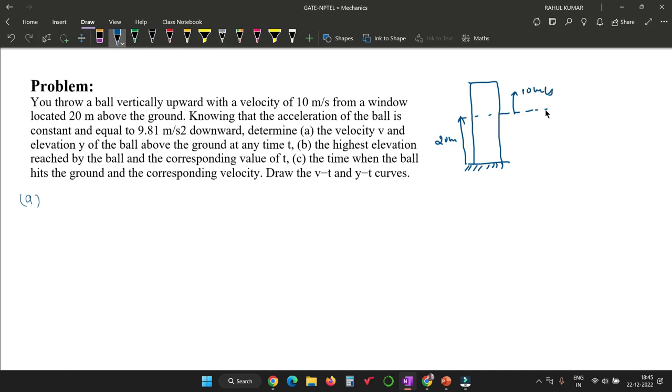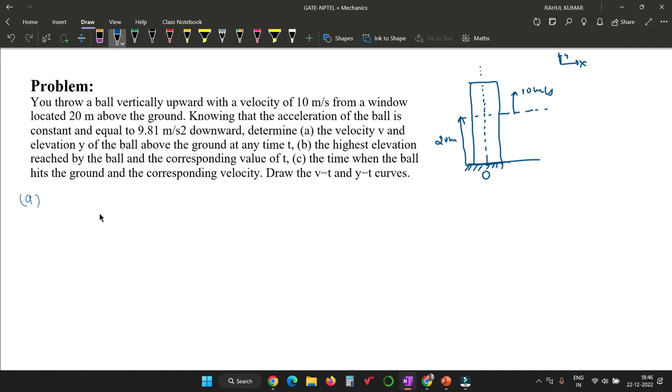Okay, so let's see. In this type of problem, I mean any kinematics problem, first you have to assume a coordinate system. So I'm assuming that the foot of the building I am putting here as a reference point. In this direction it is positive x, it is positive y, and this is negative x, and this is negative y.